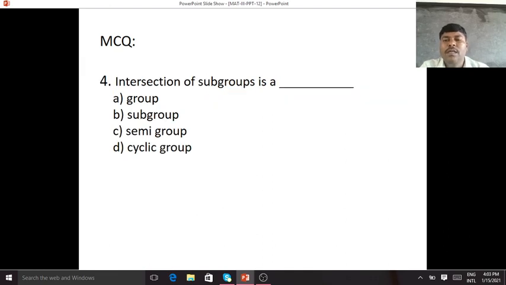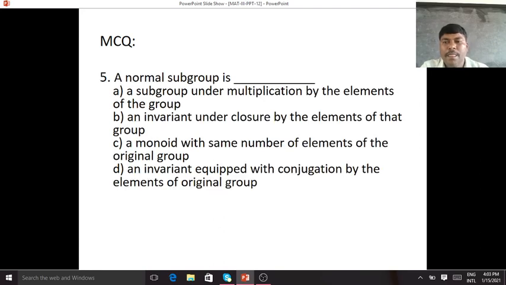Fourth one: intersection of subgroups is a subgroup. Answer is B. Fifth one: a normal subgroup is, answer is D, an invariant under conjugation by the elements of the original group.